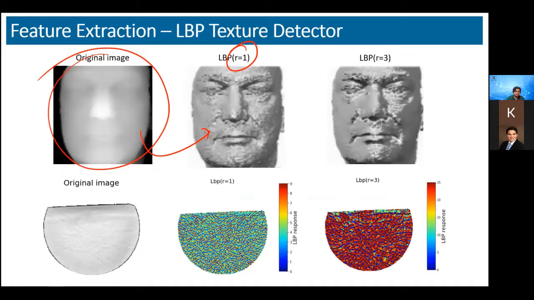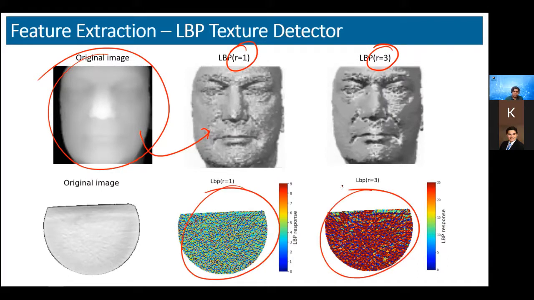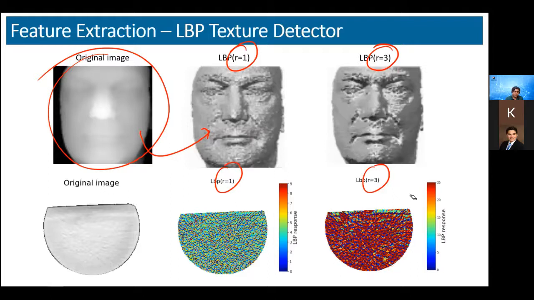So LBP at R equal to 1, you can apply LBP at a much broader region of interest, which is R equal to 3. We applied LBP at 2 scales, R equal to 1 and R equal to 3. We see a different texture emerging by applying these things. Now, there's no machine learning here. These are simple transformations. They are mostly statistical or mathematical in nature.